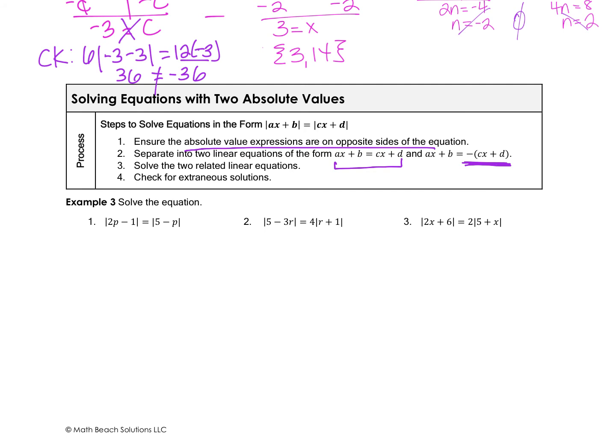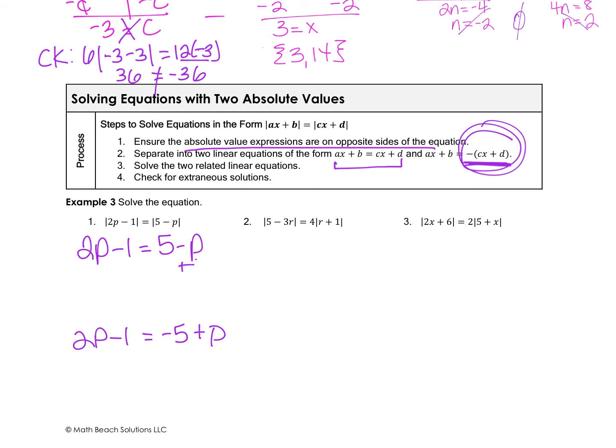So notice number 1 here, we're solving the equation. We have absolute values on both sides. So I'm going to set up 2p minus 1 equals 5 minus p. And then I'm also going to set up 2p minus 1 equals negative 5 plus p. You have to do the negative of the other side, so make sure you change the sign of both. So I'm going to solve each one separately. It doesn't matter which side you move your p's to.